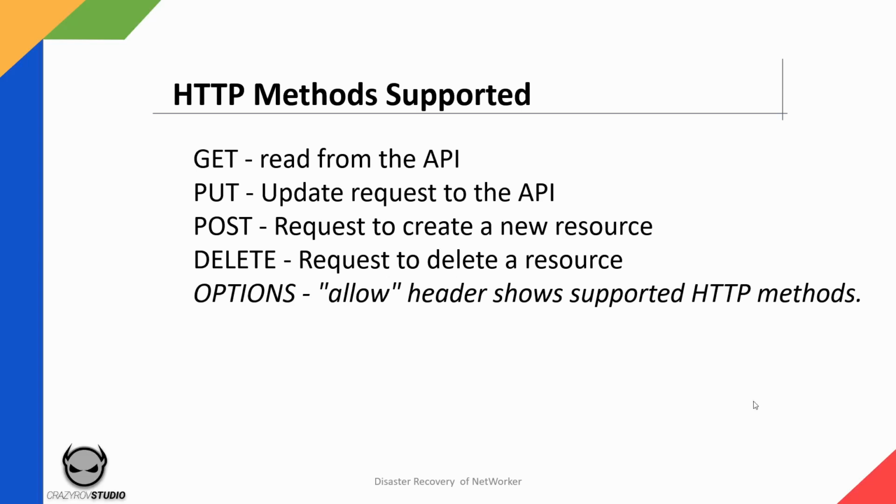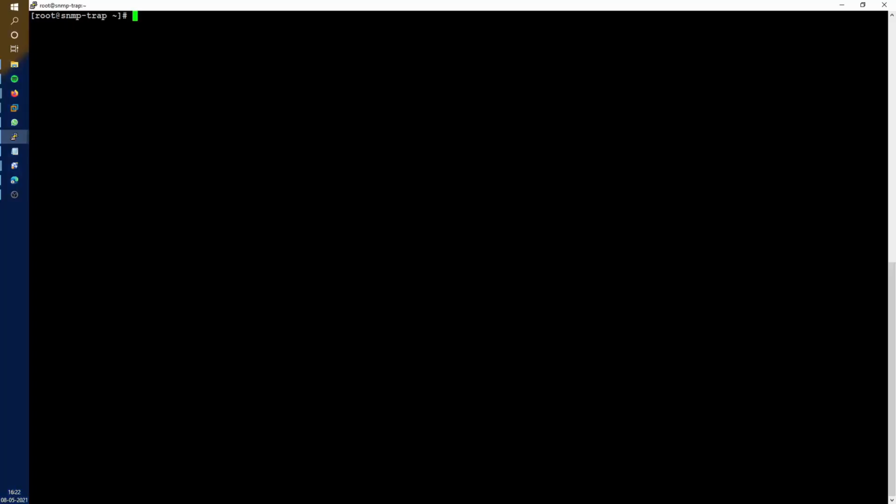So let's now go ahead and run a few commands and see the output, how exactly to run them, and where to find the important information that you need. So let's get on one of our Linux machines that has access to the NetWorker server. This is our SNMP trap server, if you remember the notification video. We had used this there.